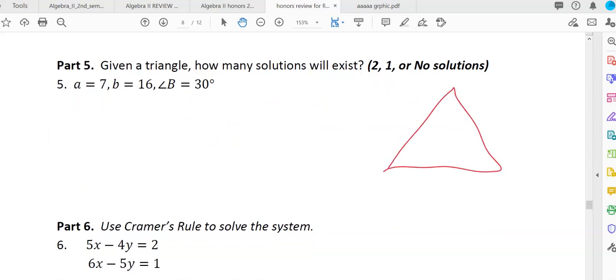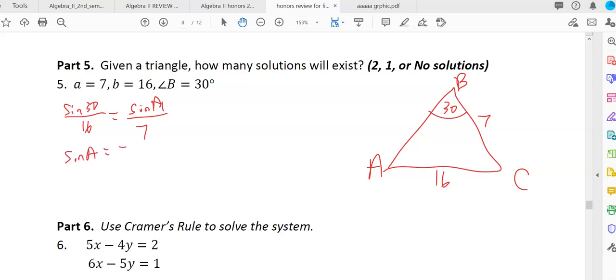So let's just kind of draw it out. So b is 30, b is 16, a is 7. So that's side-side-angle. That's the ambiguous case potentially, so we're not sure what's going to happen, so we're going to set it up and solve for the first angle. So sine of 30 over 16 equals sine of a over 7.